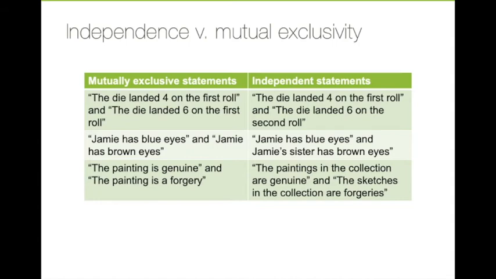On the other hand, if we imagine a collection of artworks where the paintings in the collection are genuine and the sketches in the collection are forgeries, those are mutually compatible and they're independent. The fact that the paintings are genuine doesn't make the sketches forgeries. We can determine the truth of those statements independently from each other.